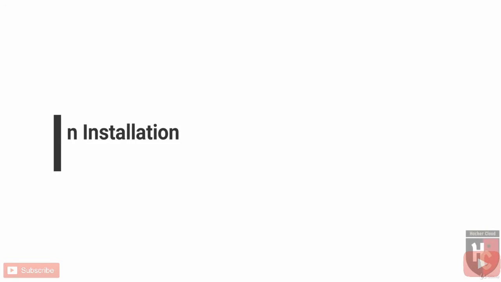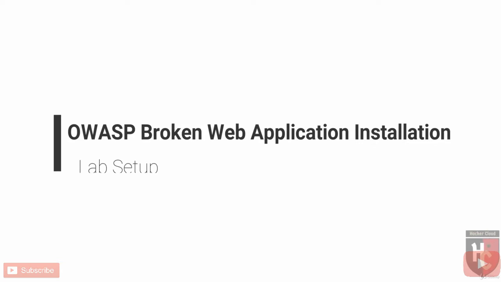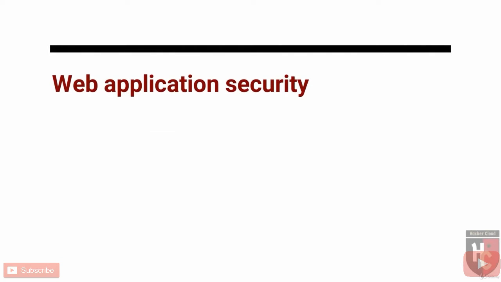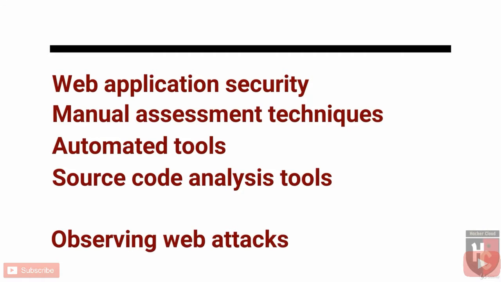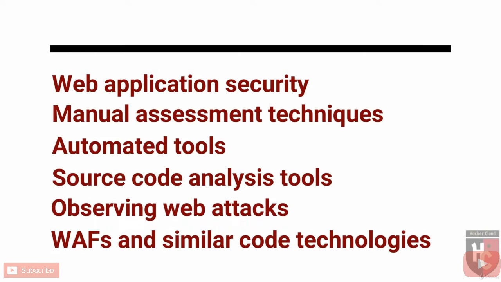Welcome again. In this lecture, we will learn how to install the OWASP Broken Web Application Project. The Broken Web Applications, or BWA, project produces a virtual machine running a variety of applications with known vulnerabilities for those interested in learning about web application security, testing manual assessment techniques, testing automated tools, testing source code analysis tools, observing web attacks, and testing WAFs and similar code technologies.